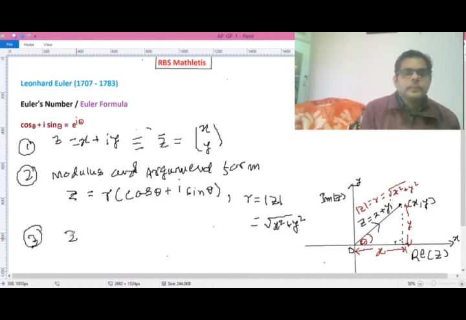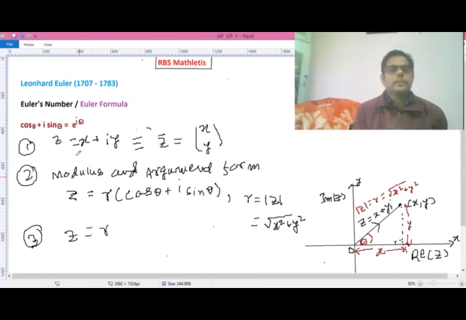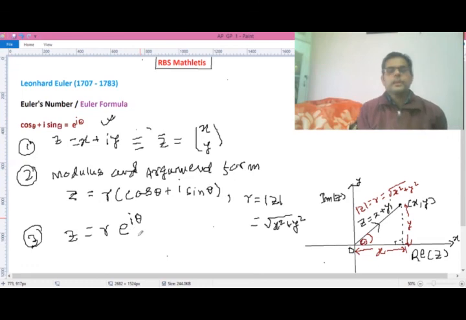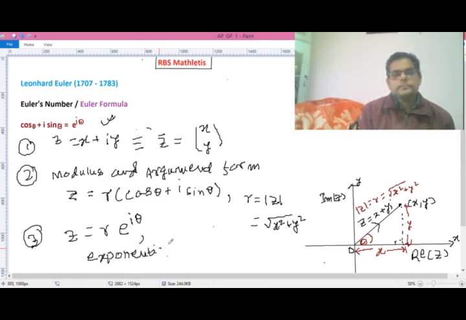Alright, and now third, let's see what happens in the third. So we take third from the second, so r is already here, and by using the Euler's formula we have already found that cos theta plus I sin theta equals e to the power I theta, that means exponential of I theta. So in place of cos theta plus I sin theta we can write this as exponential of I theta, and this sort of representing the complex number will be called the representation of the complex number in exponential form.